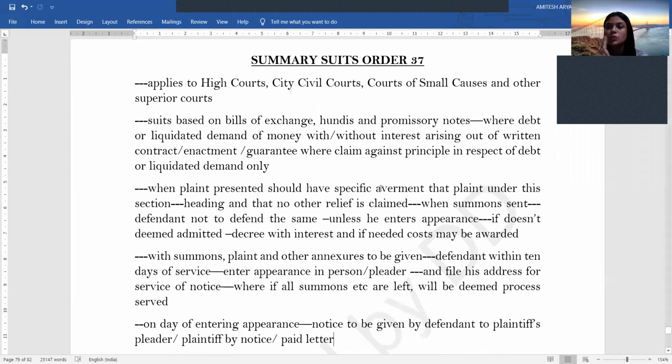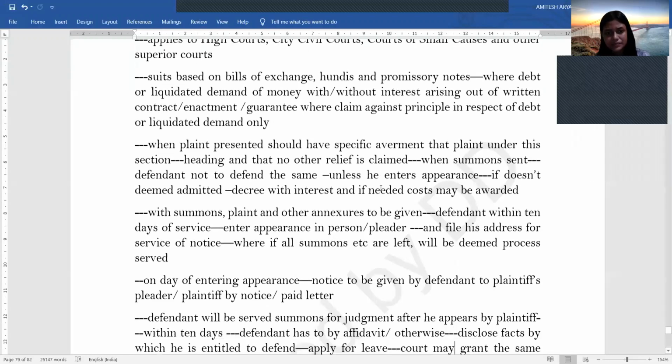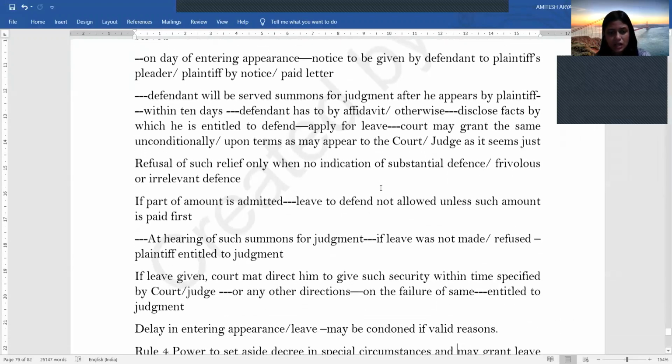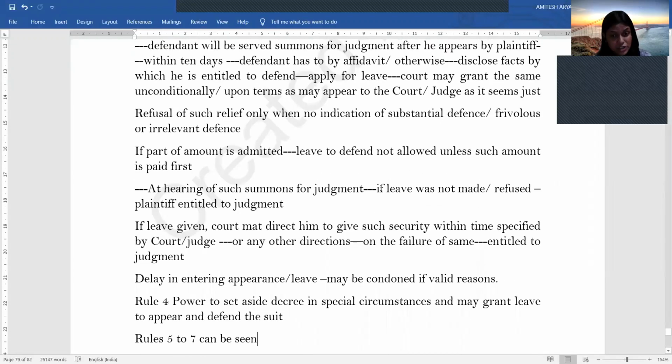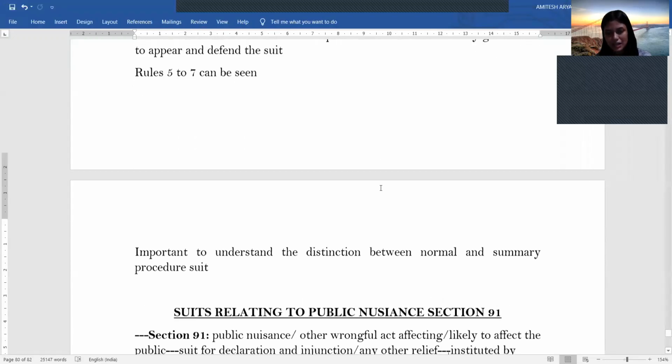All this has to be taken into account. You have to contrast it with the normal procedure that you have seen previously and how it is different here. The distinction between the two can be asked. What is Order 37? Can it be that such a decree that has been passed can be set aside or not, etc. So this is all about summary suits under Order 37. I hope that is clear.